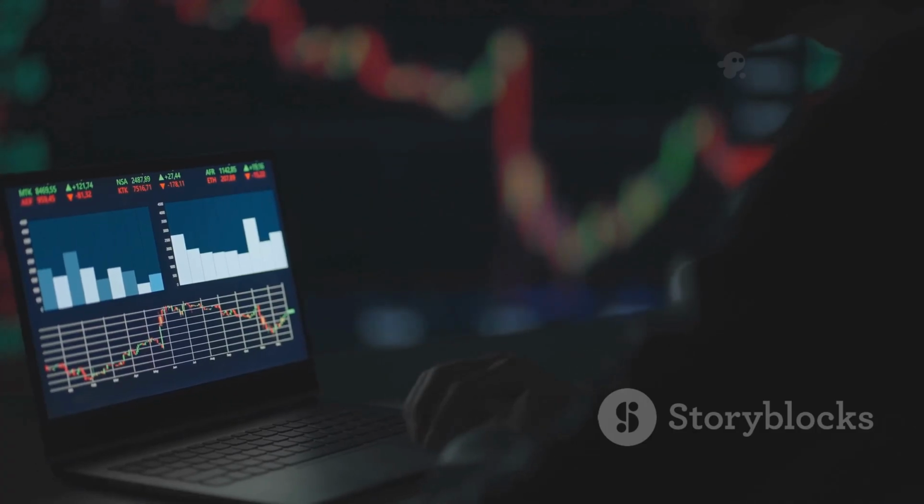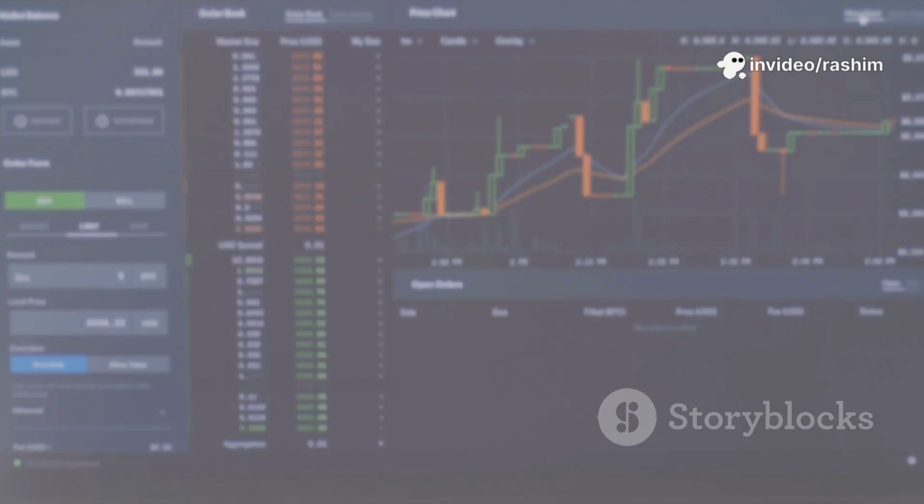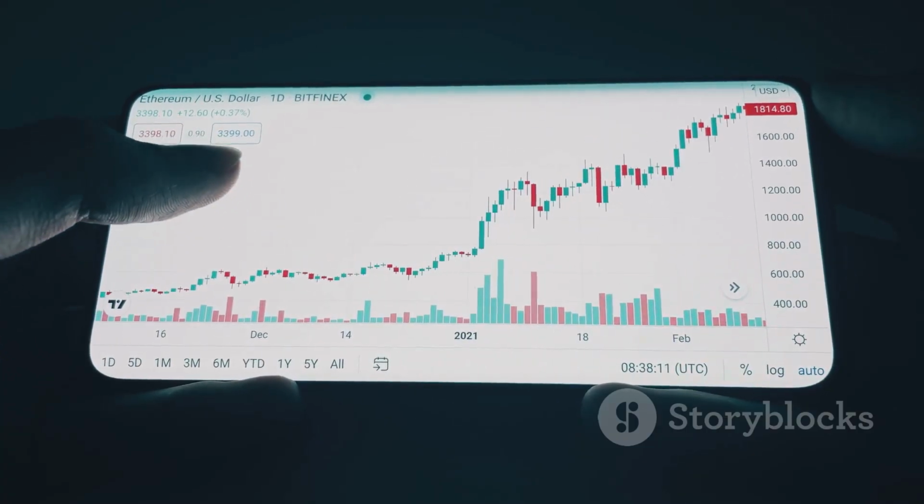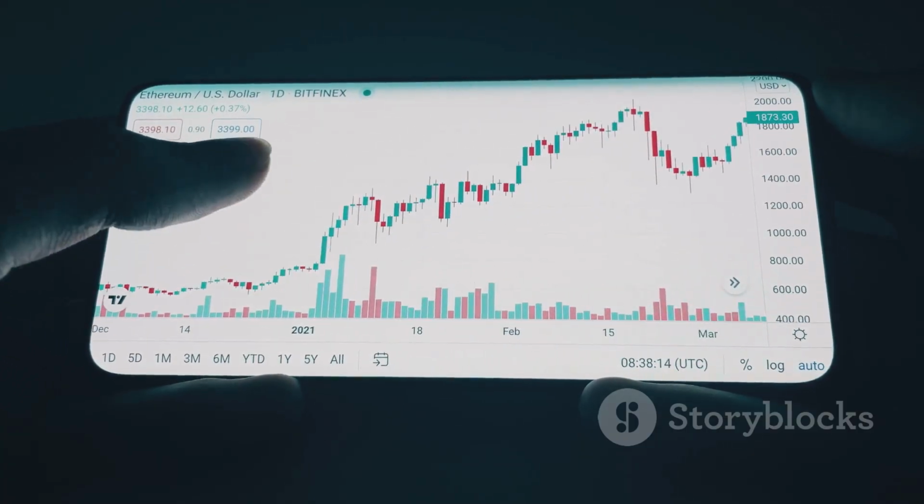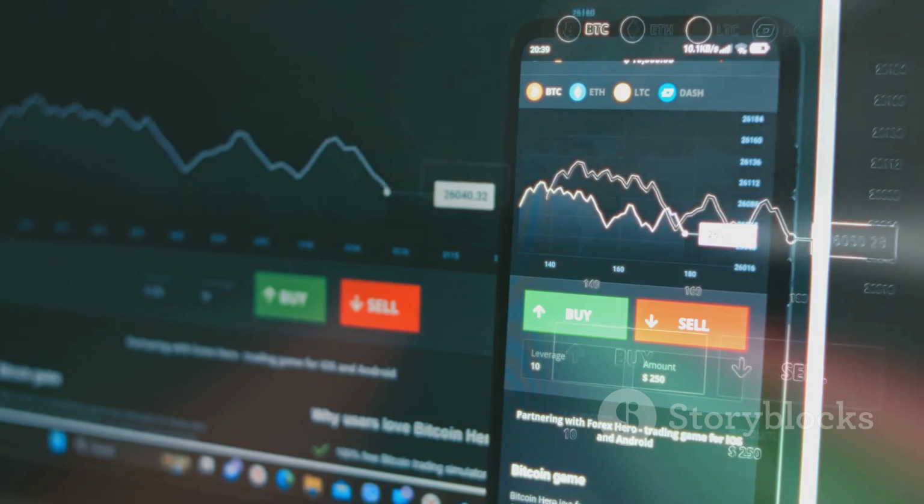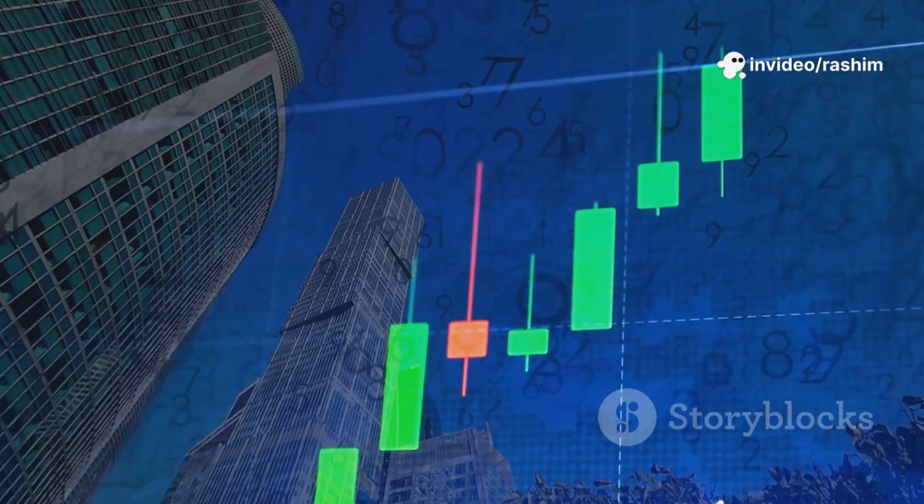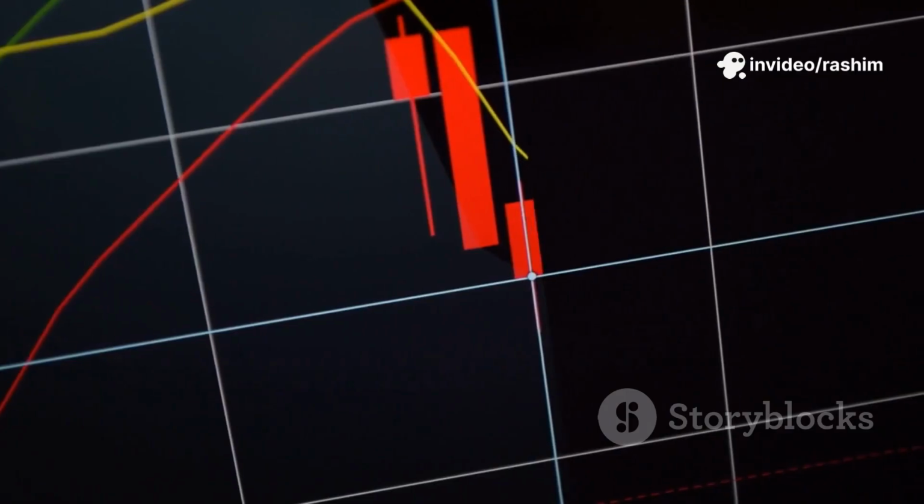Learning to read these candles is like learning a new language. Each candle is a word, and a series of candles forms a sentence. This sentence tells you who is winning the constant struggle between buyers and sellers. Are the bulls charging ahead, or are the bears dragging the market down? A long green body shows strong buying pressure. A long red body shows strong selling pressure.